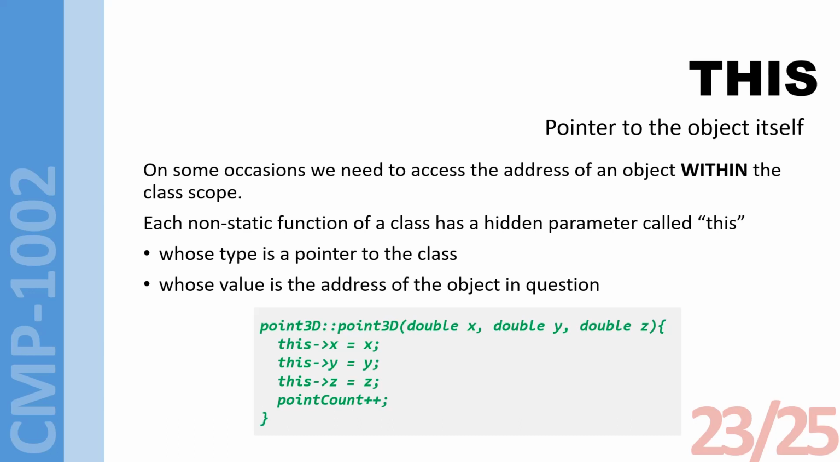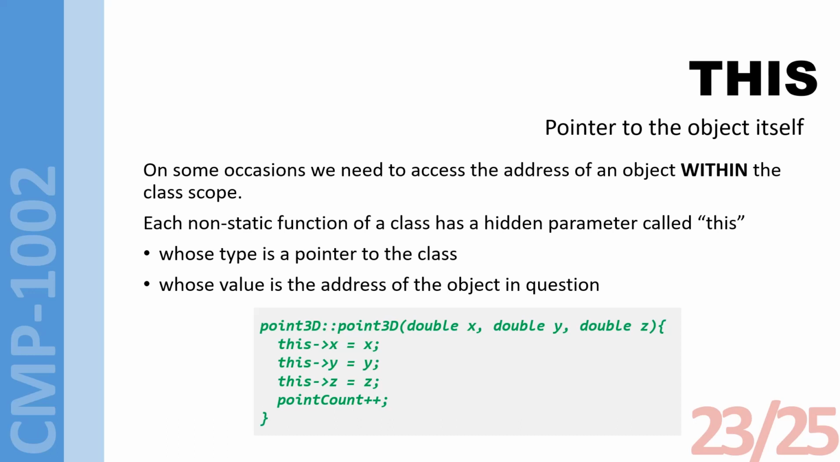One last item in this part is going to be the this keyword. This is basically like a pointer to the object itself. It might sound like a strange thing to you. On some occasions, you need to access the address of the object within the object, within the class scope. And in those kinds of scenarios, C++ has this keyword. You can imagine this keyword as a hidden parameter in every single non-static function of a class. So it's already there. This is like a pointer to the class. So if I'm talking about a Point3D, actually the type of this keyword is Point3D star, Point3D pointer. And the value of this particular pointer is automatically the address of the object in question. So as I mentioned, this is a pointer to the object itself.